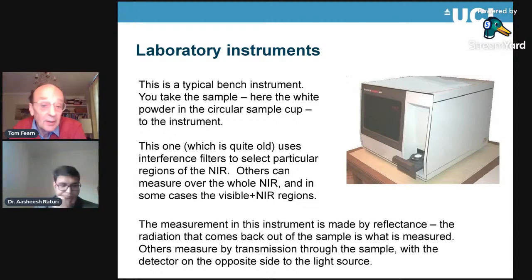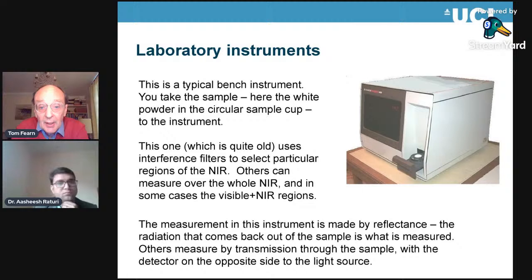I think it's probably got 19 filters in, so it will select 19 different, not quite wavelengths, because the interference filters don't pick out a wavelength, they pick out a narrow band of wavelengths. And there's a rotating wheel in there with the filters on, and it measures with each filter in turn.